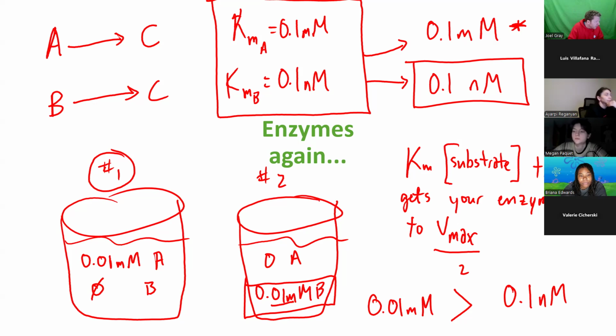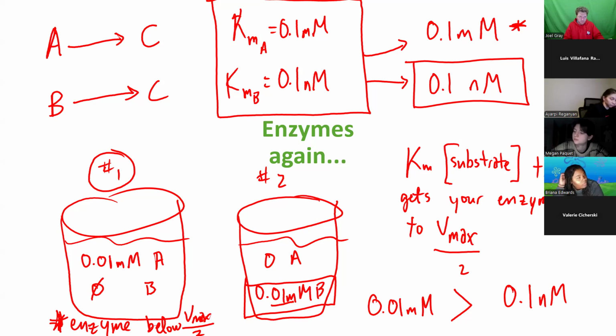So I'm going to go ahead and write a note here. Enzyme below Vmax over 2. Okay. Vessel number 2, we've got 0.01 millimolar of our substrate.